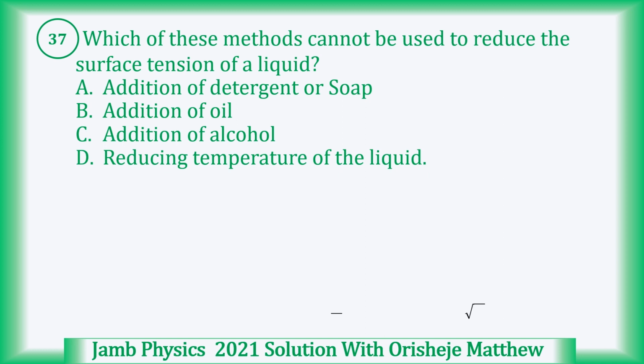Question 37 has to do with surface tension. Which of these methods cannot be used to reduce the surface tension of a liquid? If you look at all of them, three of them will reduce the surface tension, but one of them will increase the surface tension. That is, reducing the temperature of the liquid will make the surface tension increase. So the answer here is D.